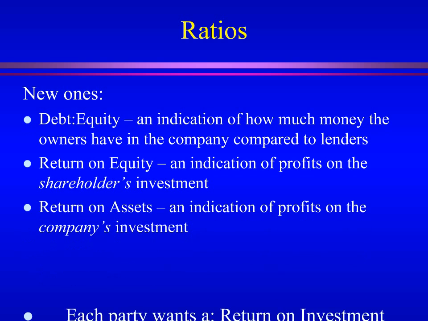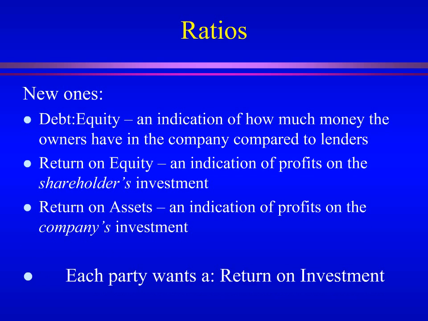Okay, our first ratio is going to be debt to equity, basically an indicator of how much money the owners have in the company compared to lenders. Or actually the other way around, lenders compared to owners. It's one of those backwards ratios. If they're really wanting to do things correctly, would have called it equity to debt, but somewhere along the way we got debt to equity. So basically it's a comparison of what the banks and lenders have in the company compared to what the owners have in the company.